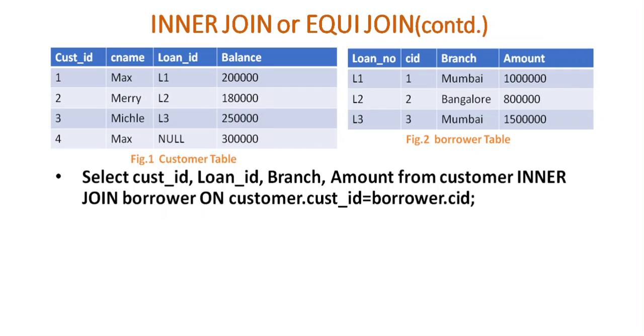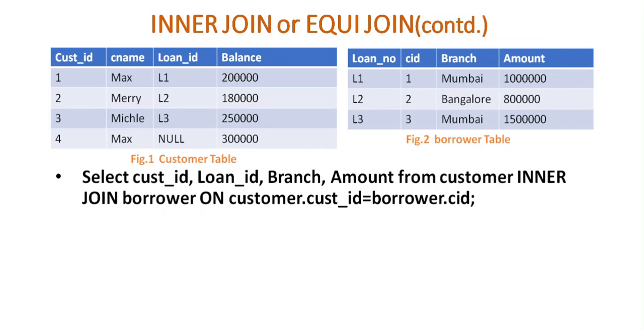So here my common attribute is customer ID. So I can simply write customer inner join borrower on which attribute we want to perform inner join, on customer ID. So we can simply write customer dot customer ID equals to borrower dot CID. Cust ID is the name of attribute which is from customer table, and in borrower table the name of attribute is CID. So here we are performing inner join or EQUI join, which uses equal to operator or equality condition, on common attribute.